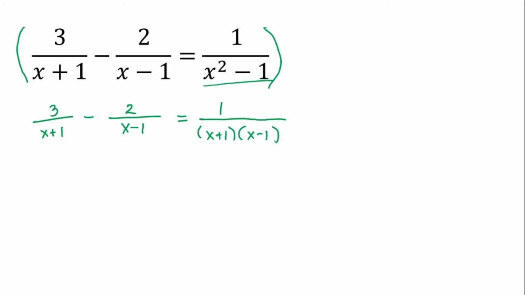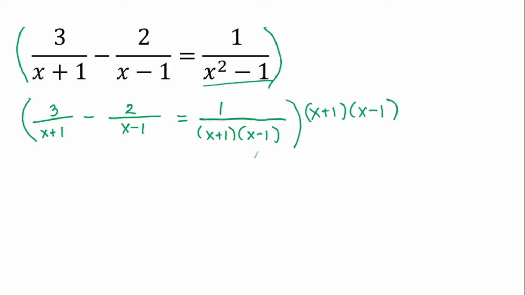So, meron ba tayong nakikitang magkakapareho sa denominators natin? Yes, it is x plus 1. Parehas dito may x plus 1 and x minus 1. So, ano po ang least common denominator nila? What is the LCD here? So, the LCD here is x plus 1 times x minus 1. Alright, so let us multiply the equation with the LCD x plus 1 and x minus 1.